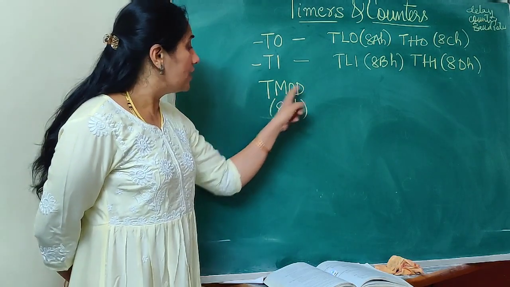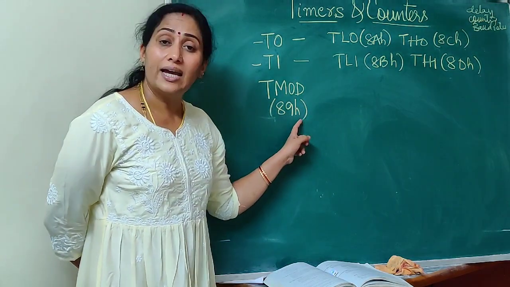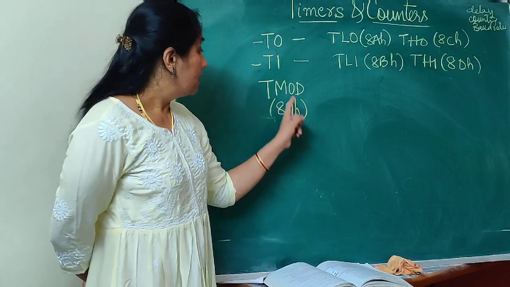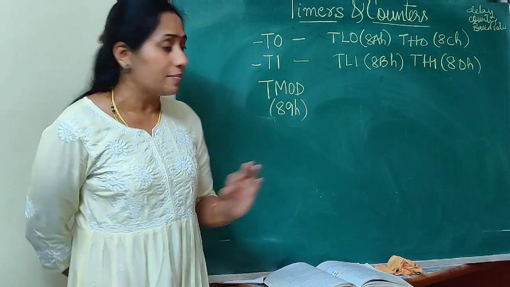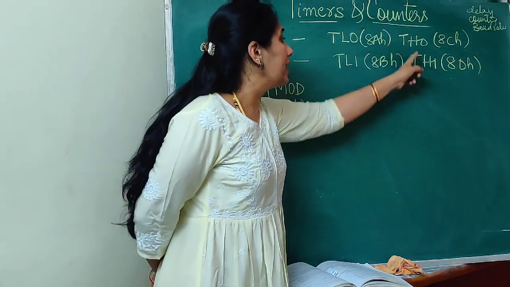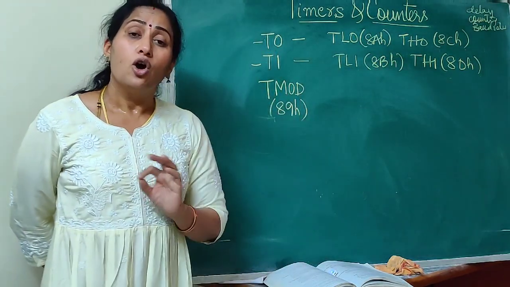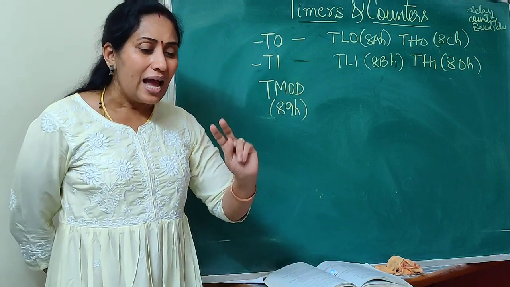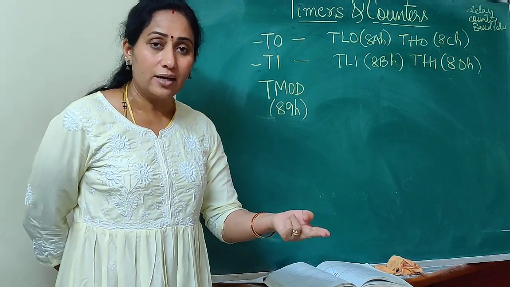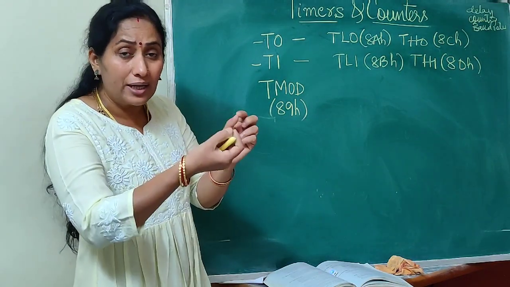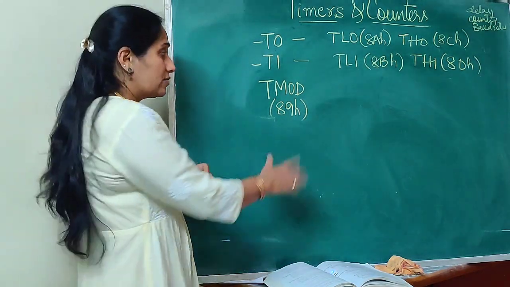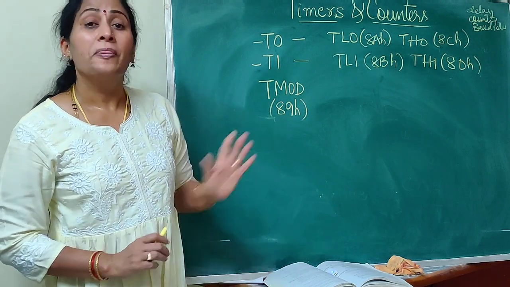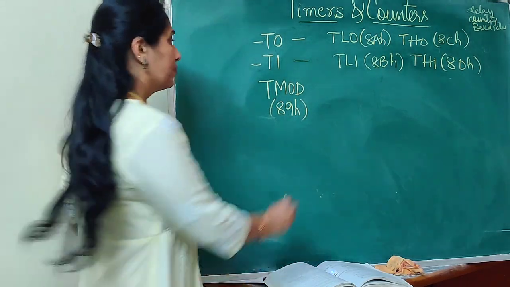And the address of the TMOD register is 89 hex. It is going to be a byte addressable register. Even TL0, TH0, TH1, TL1 all are byte addressable. That means I have to load the byte. If I want to change a single bit, I cannot select that particular bit and change it. So that's why I'm going to call it byte addressable.